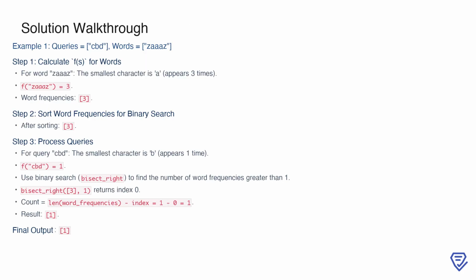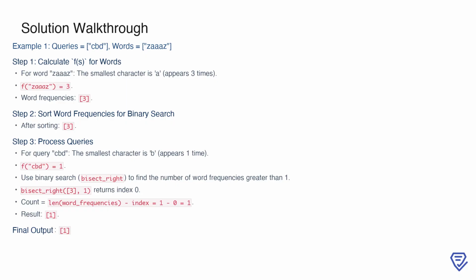To solve this problem, we start with the given example where the queries array is CBD and the words array is ZAZ. The first step is to calculate the frequency of the smallest character, f(s), for each word in the words array. Here, for the word ZAZ, the smallest character is a, which appears 3 times. So, f(ZAZ) equals 3. The word frequencies are stored as a list, which in this case is [3]. Next, we sort these frequencies to make them ready for binary search, but since there's only one frequency, the sorted list remains [3]. Afterward, we process each query.